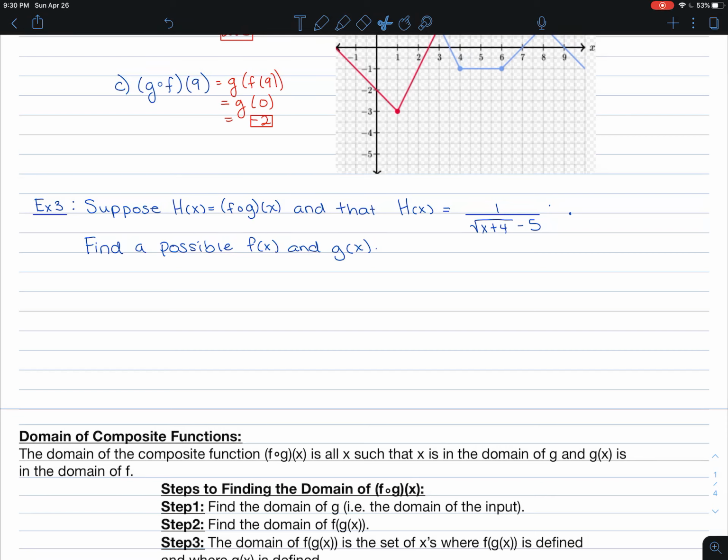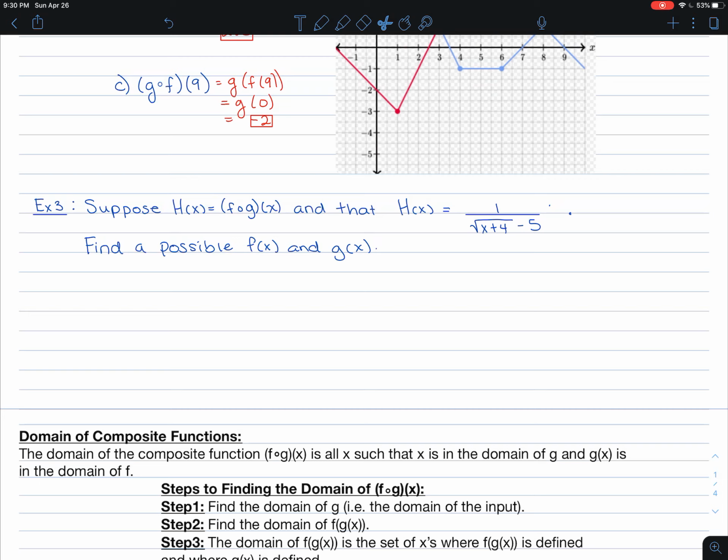Section 4.1 Composite Functions Part 2. Example 3. Suppose you're given a composite function 1 over square root of x plus 4 minus 5. Find a possible f of x and g of x.